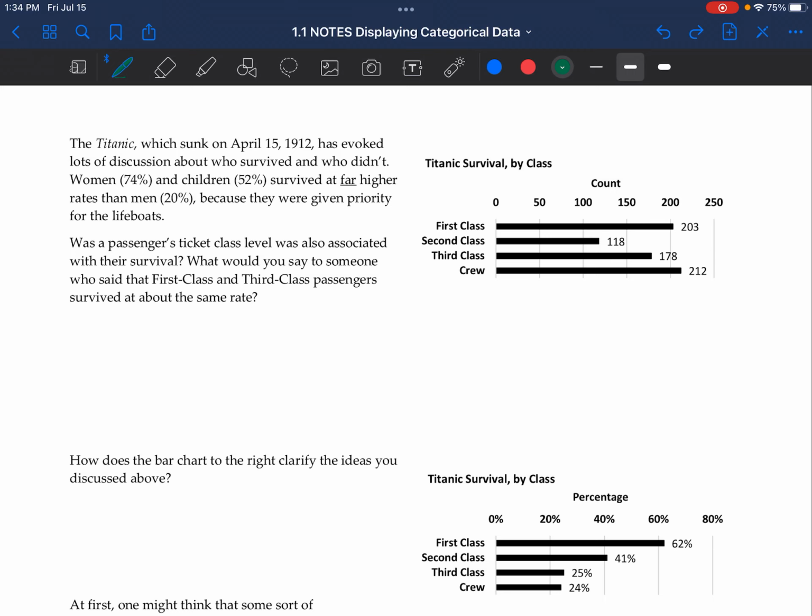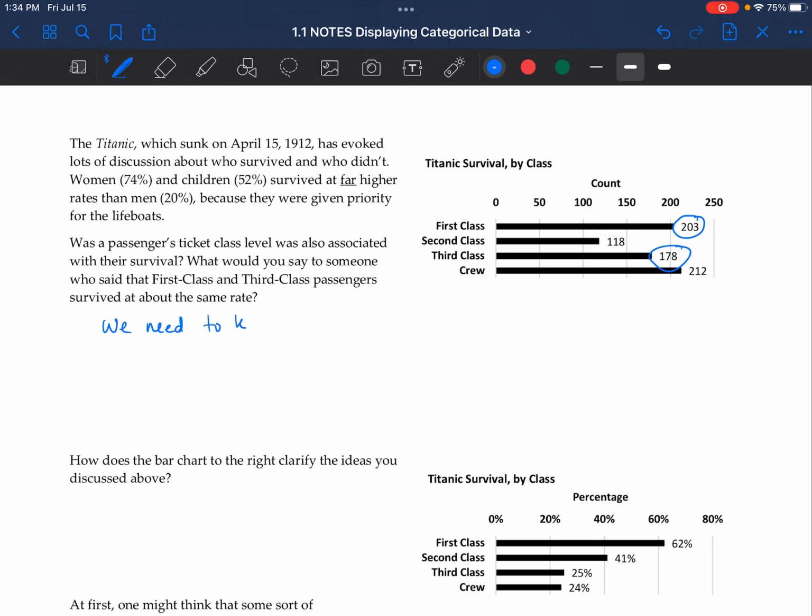So hopefully you would say something like, I don't know how you would determine that from this little chart that we're looking at. Now, perhaps they're looking at it and going 203, 178. That's not too different from each other. So yeah, I guess they survived at the same rates. The thing that's missing from this, though, is, well, how many were actually in there? So what would I say to this person?